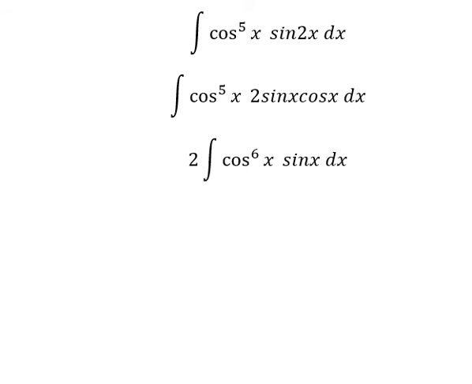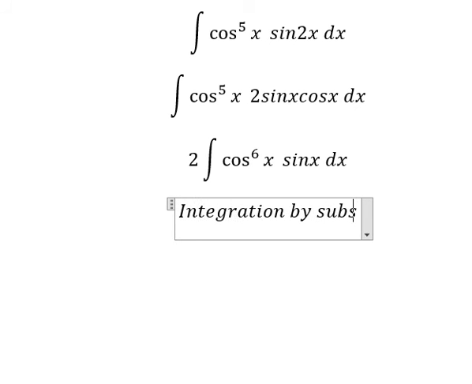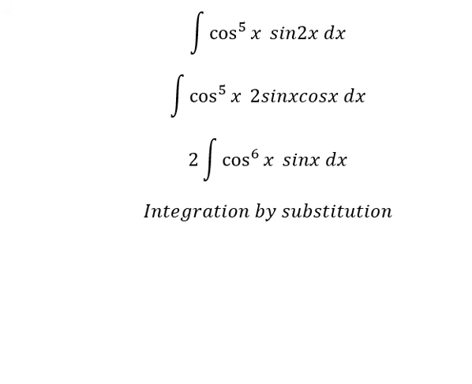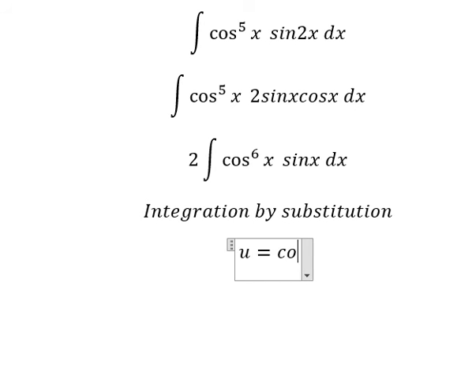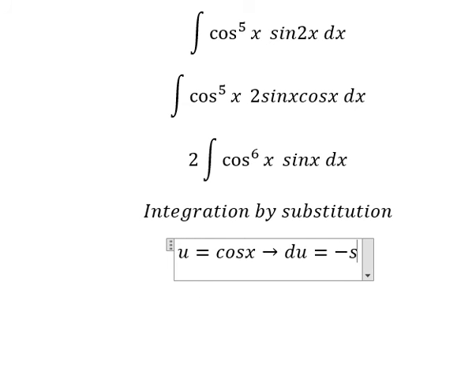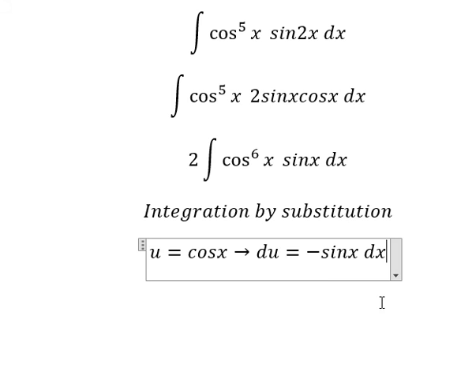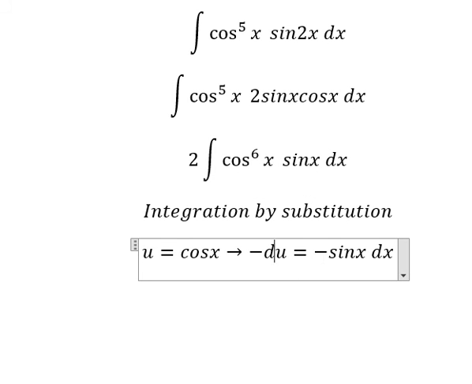Next, we need to use integration by substitution. So I will put u equals cosine x. So we do first the derivative for both sides. We have negative sine x dx. Because we don't have the negative sign in here, we put the negative next to du.